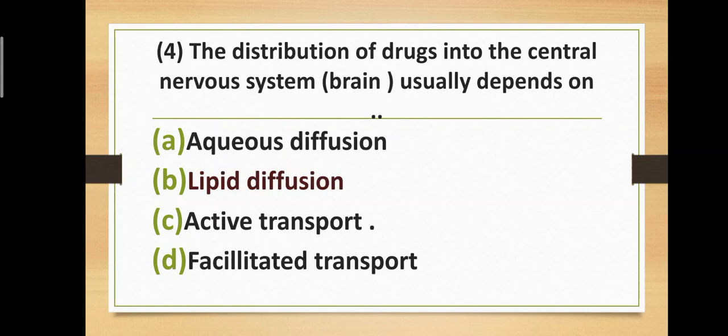Question number fourth. The distribution of drugs into the central nervous system, that means brain, usually depends on option A aqueous diffusion, option B lipid diffusion, option C active transport, and option D facilitated transport. So correct answer is option B lipid diffusion. The distribution of drugs into the central nervous system usually depends on lipid diffusion.